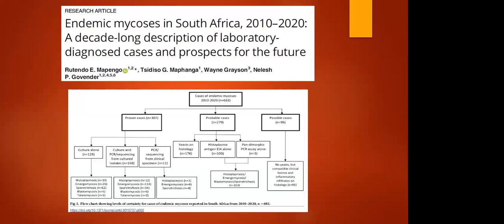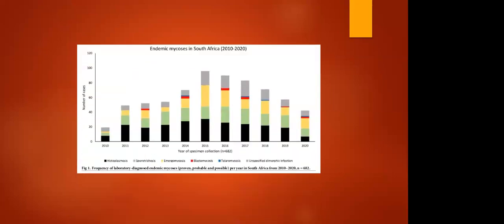So I'll just move on to this graph. Just to give you an idea, sporotrichosis came up as the number 1 endemic mycosis for us, accounting for 25% of cases. The highest numbers being in Gauteng and KZN, followed by emergomycosis at 23%, the highest being in the Western Cape, followed by Gauteng, then histoplasmosis at 20%, highest being in KZN, Western Cape, then blastomycosis at 2%, that was highest in the Eastern Cape and the Western Cape.